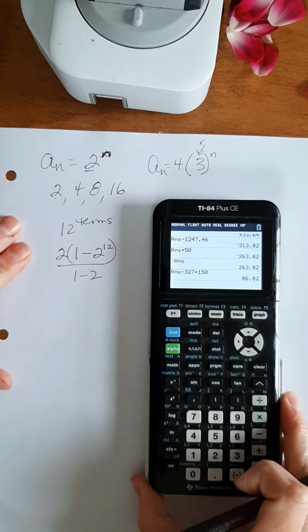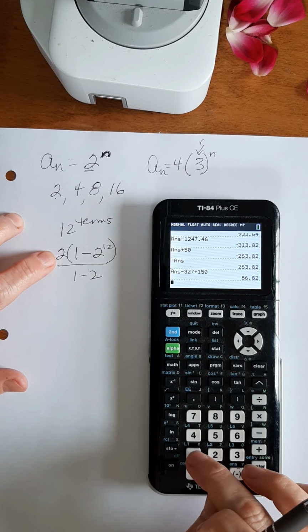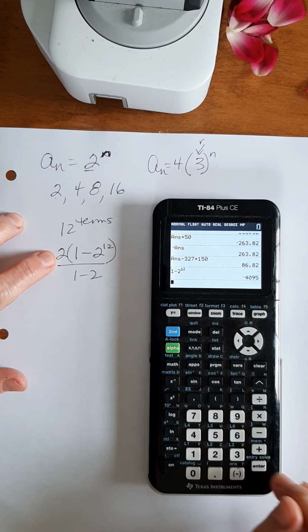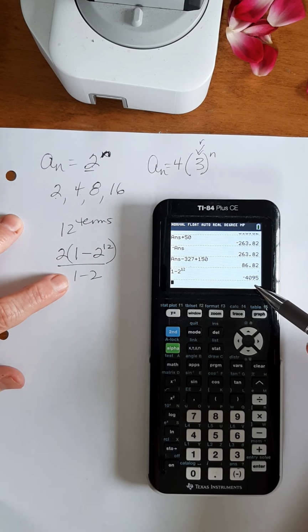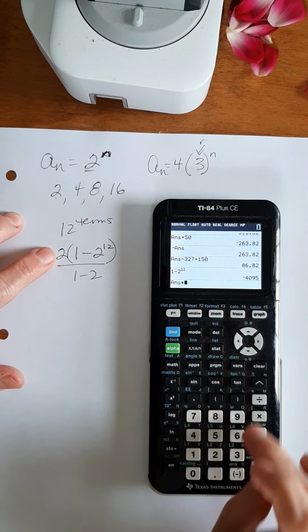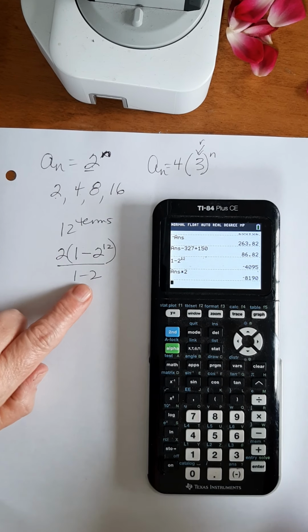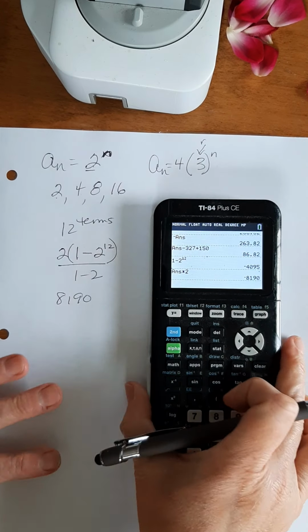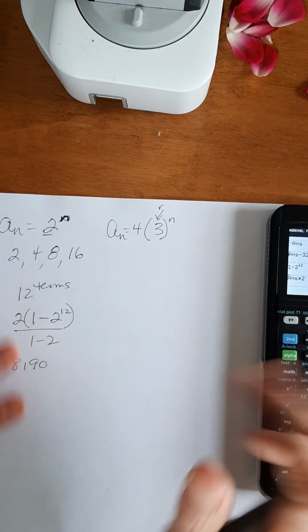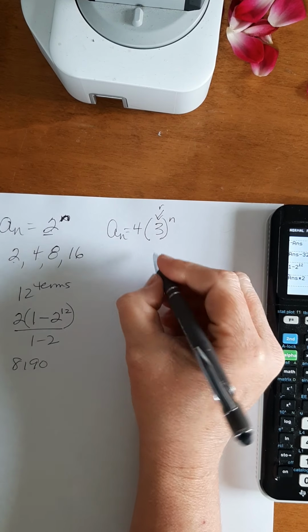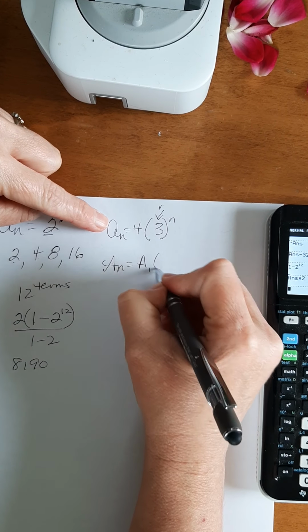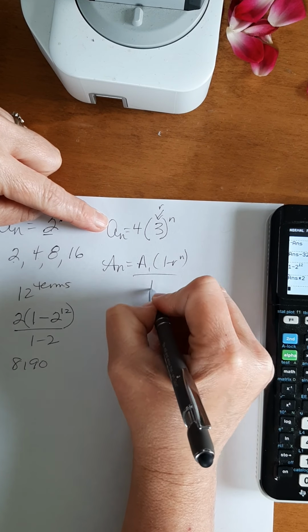So we've got 1 minus 2 to the 12th, negative 4,095, times 2, and it's over negative 1, so it's just going to be 8190. If it was 1 like this, you would do it the same way. Because remember, I should have written the formula for you again, but here's the formula.